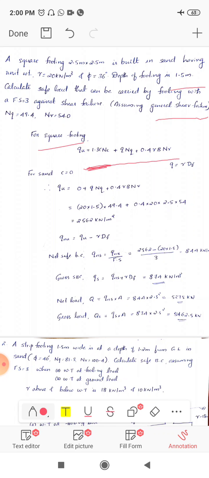Next, since this is a sand, cohesion value will be 0. So the equation becomes qu is equal to, first component will become 0 because c is equal to 0, 0 plus q Nq plus 0.4 gamma B N gamma. And what is q? q is the surcharge component, and q is equal to gamma into Df, unit weight of the soil into depth of footing. You substitute all these values, all values are given. So q is equal to gamma Df, that is 20 into 1.5, the depth of footing, into Nq which is given, then 0.4 gamma B N gamma, and the final answer is 2562 kilonewton per meter square. Okay, so that is the final answer.